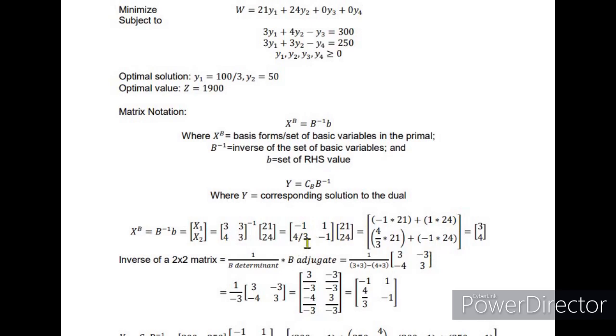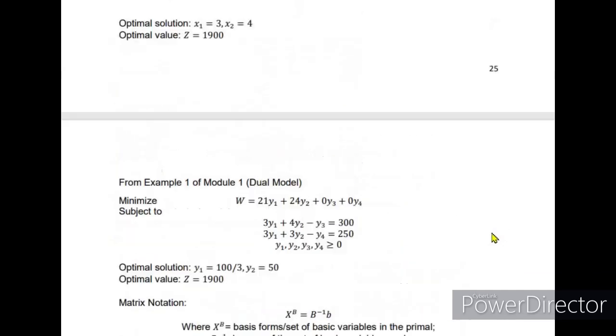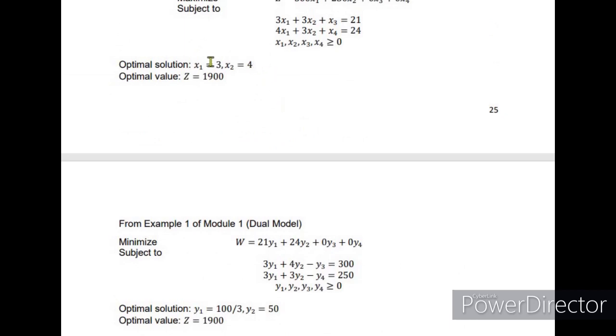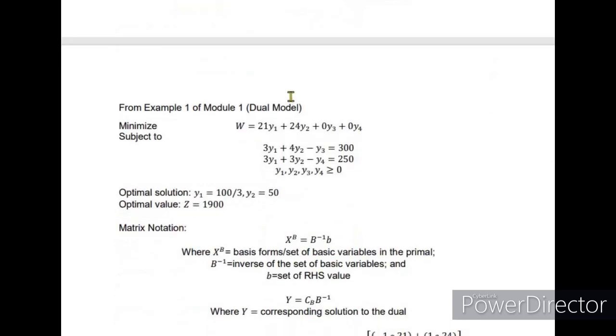Okay, and next, you will multiply the next row with the column of the other matrix. So 4/3 multiplied by 21, then negative 1 multiplied by positive 24. After multiplying this, you will add them. It will give you 3 and 4. So it is the same: the solution for x sub 1 is equal to 3 and x sub 2 is equal to 4. So it is the same with this solution.